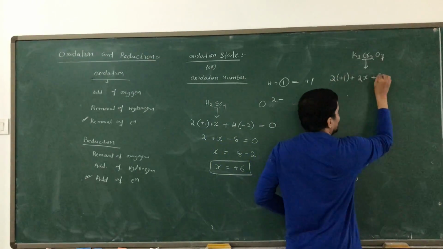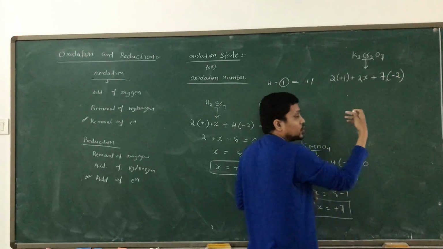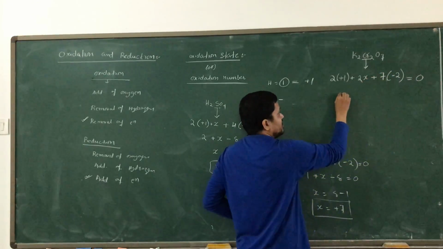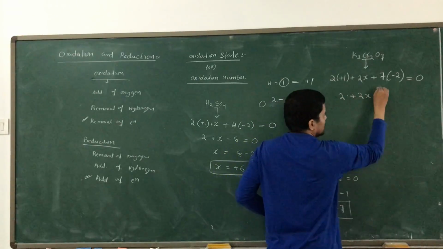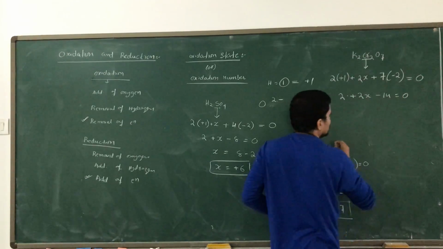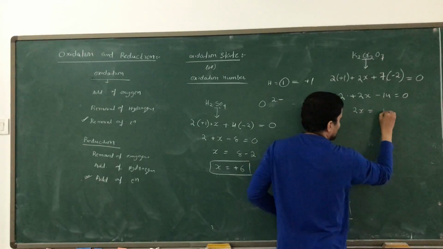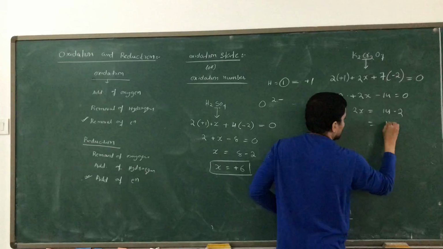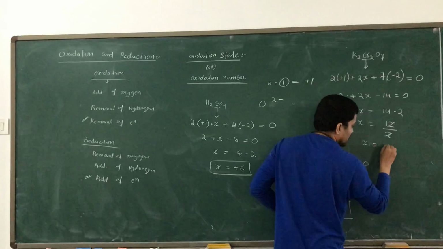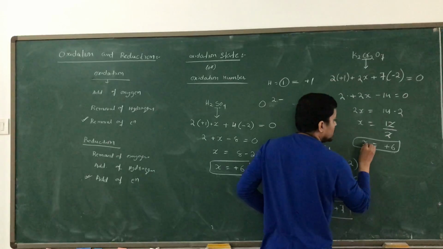Plus, how many oxygens do we have? 7 oxygens we have. And each oxygen will have a minus 2 charge because they are going to take 2 electrons to reach the neon configuration. Is there any charge on the complex? No charge. Then 2 plus 2x, 7 into minus 2 is minus 14, is equal to 0. So if I take this 2 and 14 to the other side, then 2x is equal to 14 minus 2. So 12 by 2, x is equal to 12 by 2, which is 6. So x is equal to plus 6.